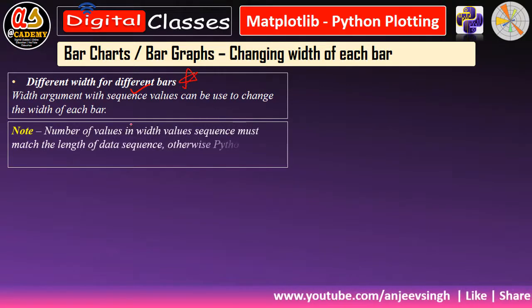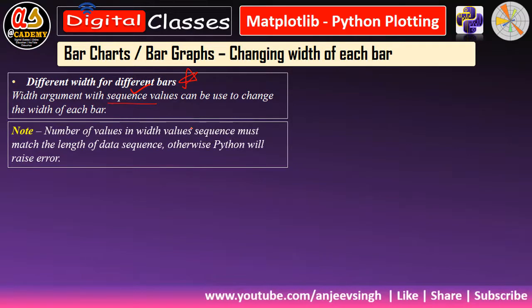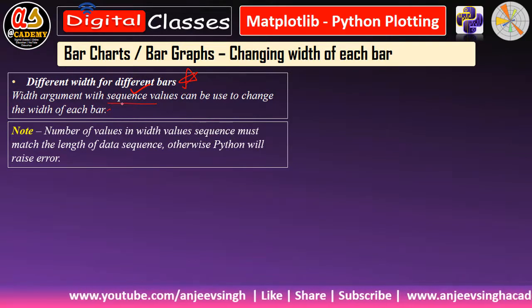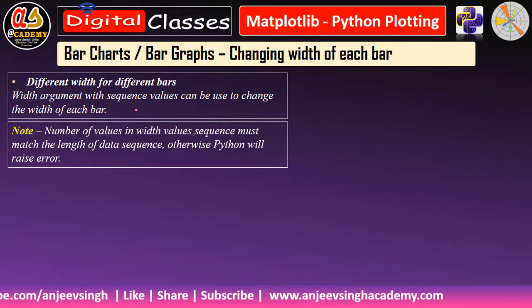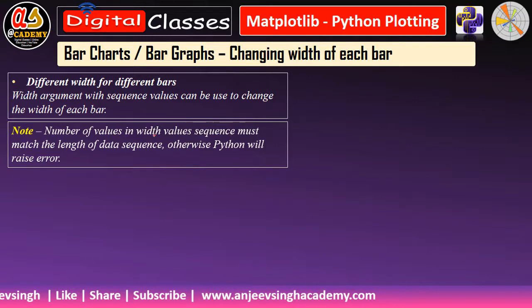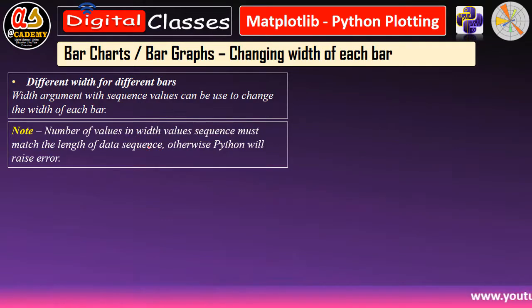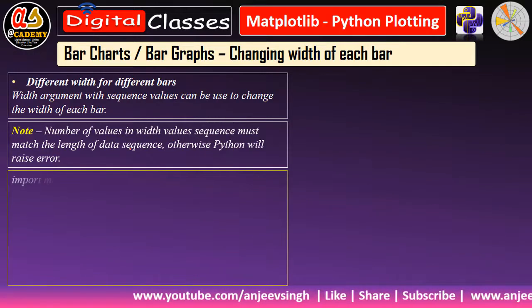For that you have to provide a sequence; sequence values can be used to change the width of each bar. But be careful while you are giving the sequence: the number of values in the sequence must match the number of bars, otherwise you will get an error message, because the length of the data sequence and the length of this sequence must match, otherwise it will raise an error. Okay, so let's see an example here.